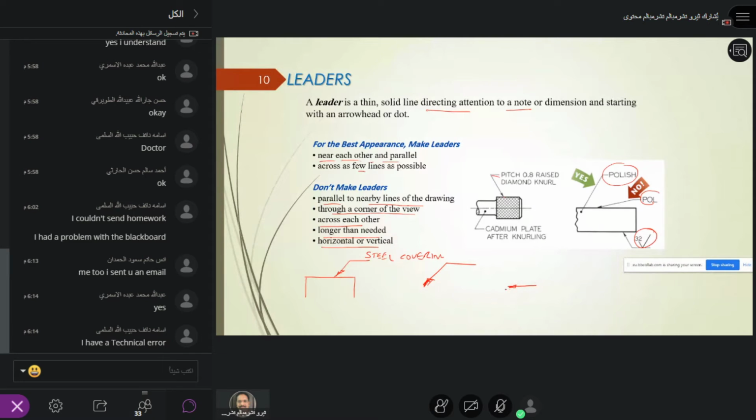Then it will become a dimension. So it should be with a certain angle, and you don't put the leader like this, big. This is also not very good. And no leader should be crossing each other. That's not necessary. It's always better to draw like this, and don't draw like this. This will cause a lot of problems here. Okay. So you will know this. This is not a big deal.